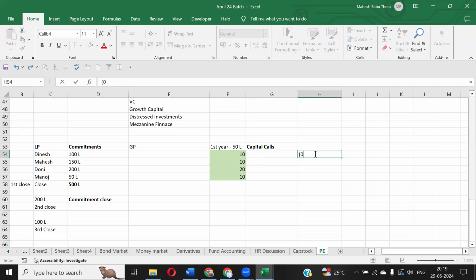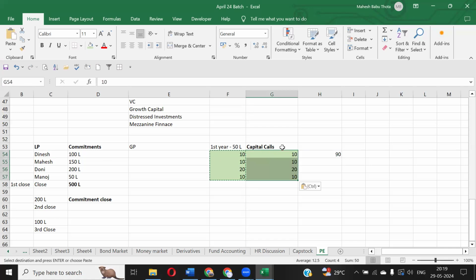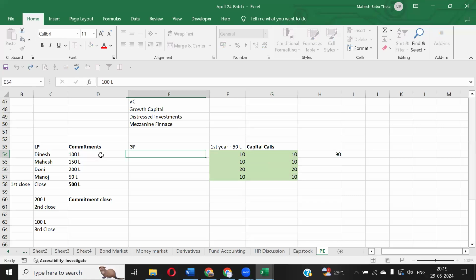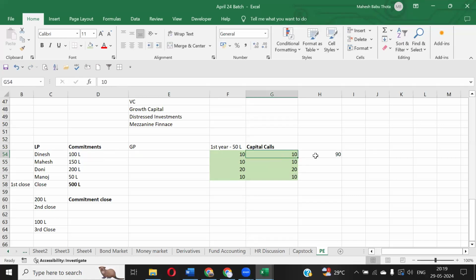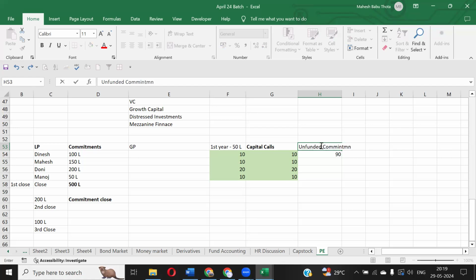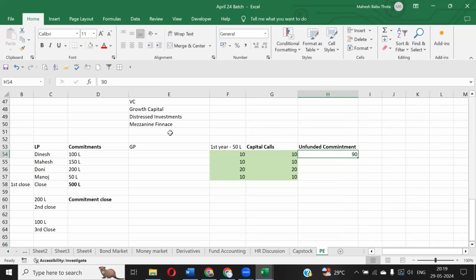How are you saying this 90 lakhs is yet to be paid by the investor? Dinesh already paid 10 lakhs. His liability is a total of 100 lakhs. Out of 100, 10 is already paid, so the remaining balance of 90 lakhs is yet to be paid, right? Yes, sir. So this is called unfunded commitment. Why is it unfunded commitment? His total commitment is 100 lakhs.